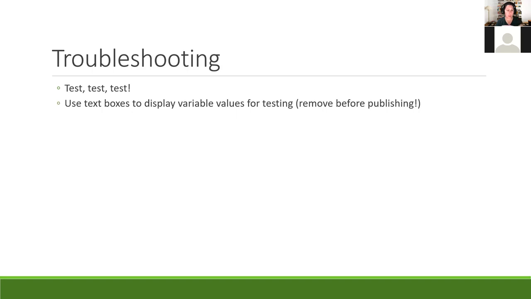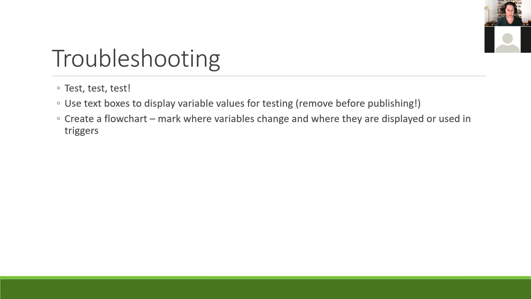All right, so I showed you this in my project, use text boxes to display the values for testing. You can just move them off the screen and your user will never know they're there in the published version. So you can keep those there forever and use them for testing.